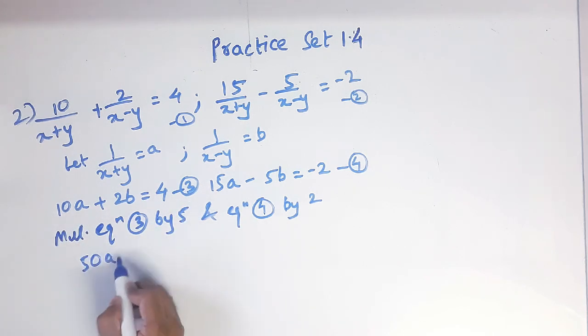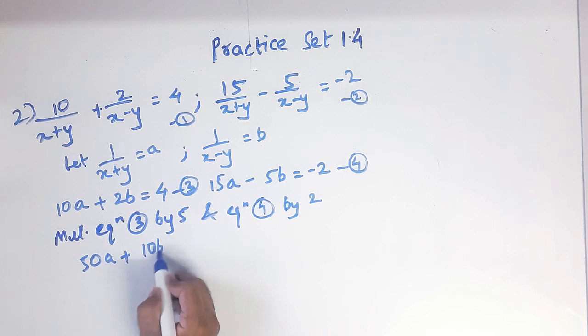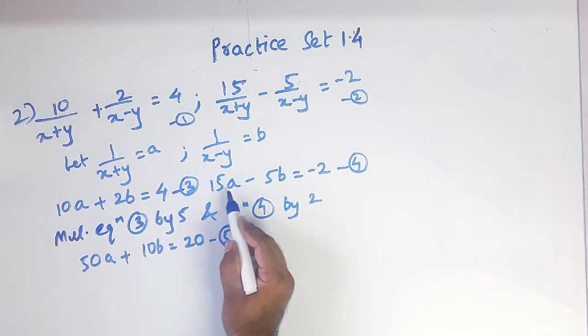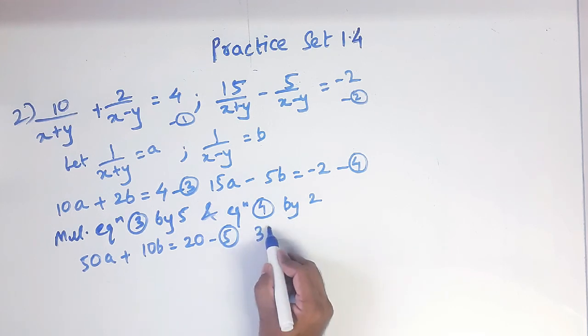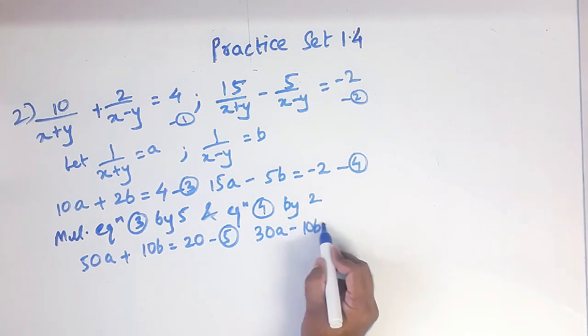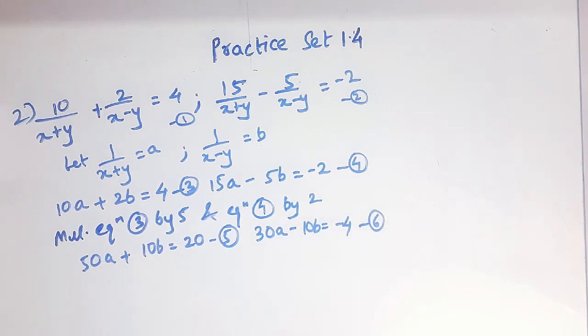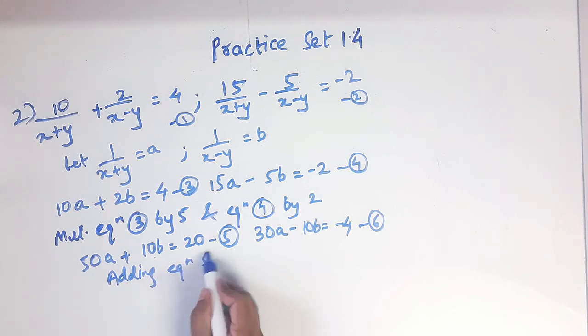So we'll get 50a plus 10b equals 20. This is a new equation, so I'll give equation number 5. And equation 4 by 2, so this will be 30a minus 10b equals minus 4. Okay, this is equation number 6. So if you observe, now we have equated the coefficients of b, plus 10b and minus 10b. So simply adding equations 5 and 6 will give us the value of a.